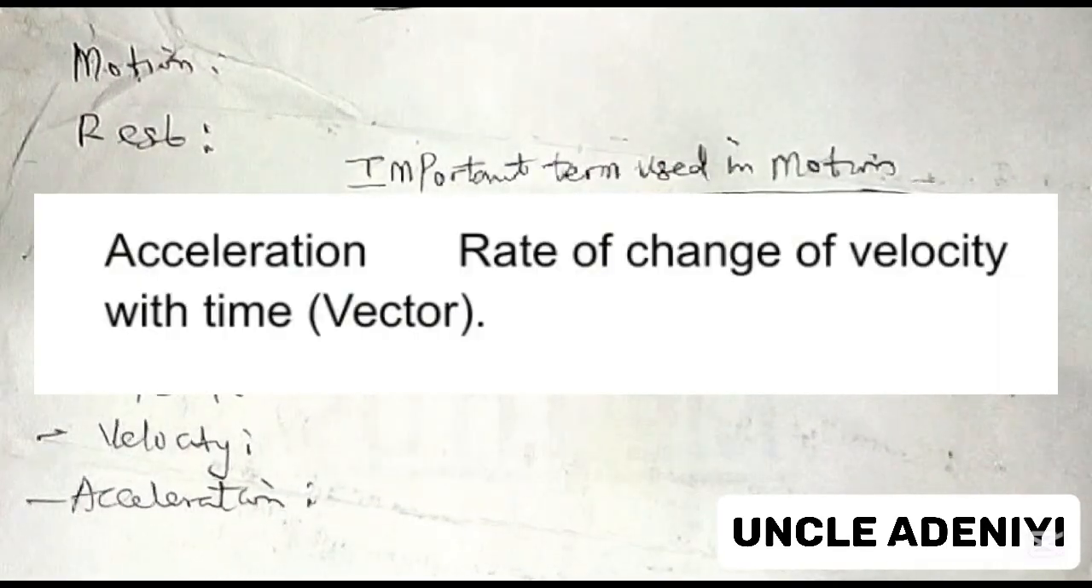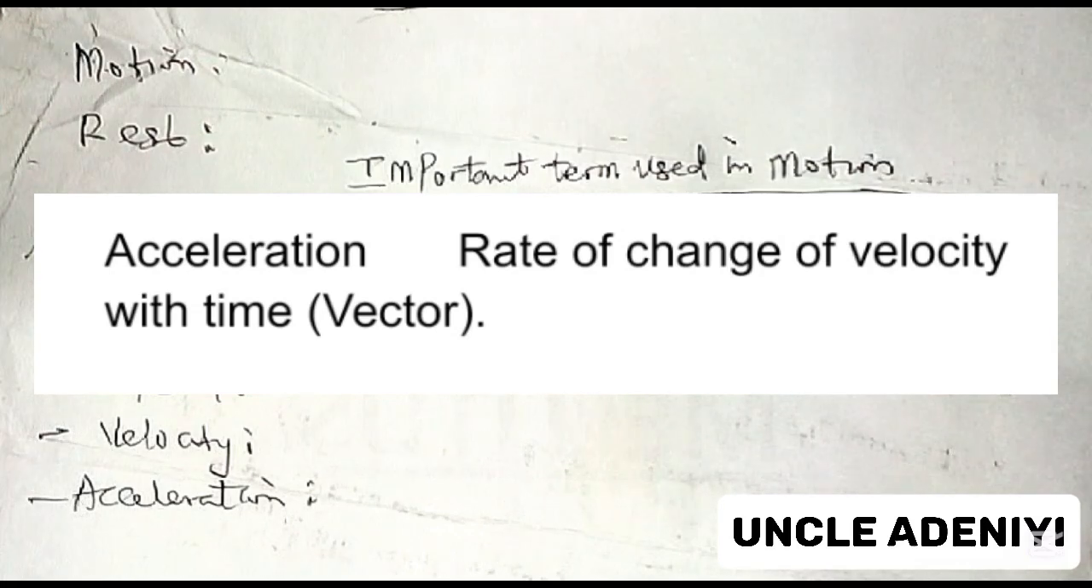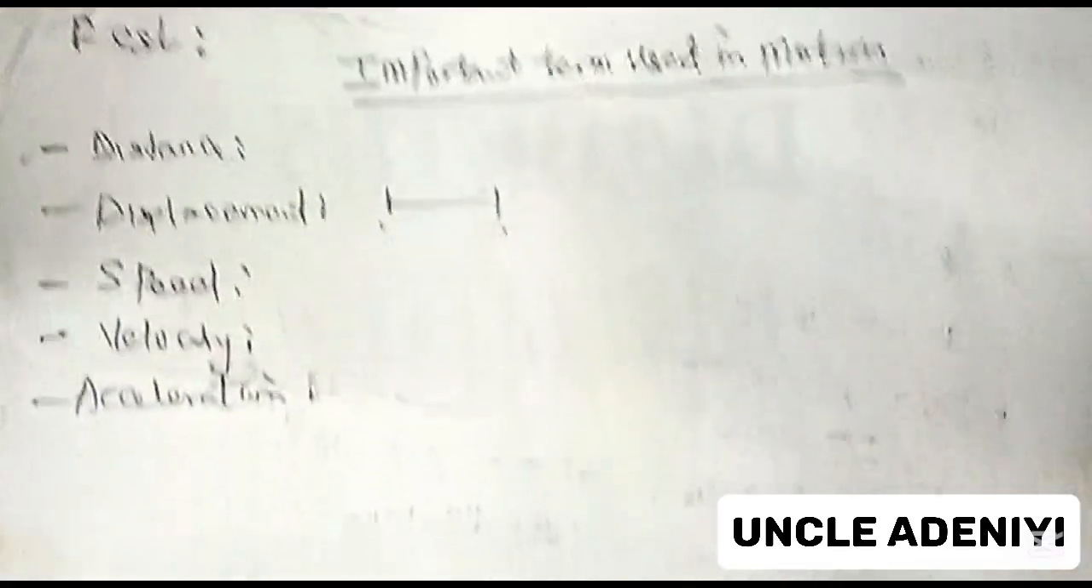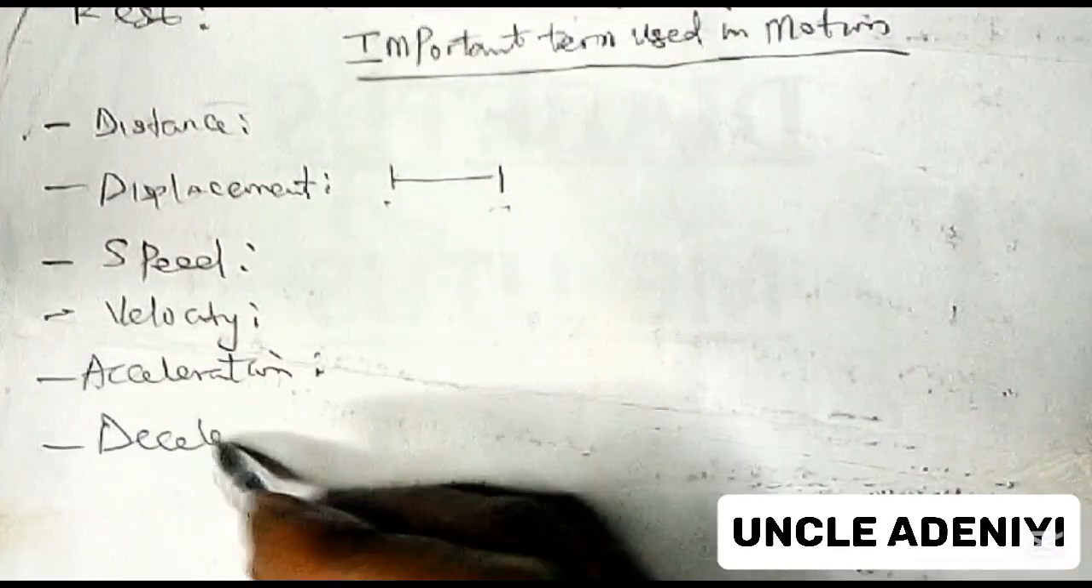What is acceleration? Acceleration is the rate of change of velocity with time. Acceleration is a vector quantity. An example of acceleration is a car that is speeding up. When a car is moving at a particular speed and speeding up, the speed is changing. So you can say that car is accelerating. That's an example of acceleration.